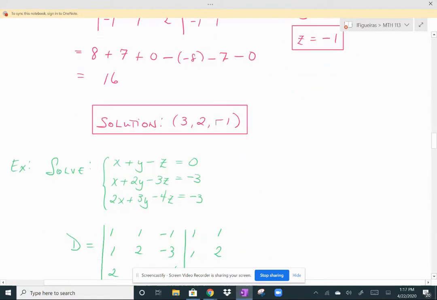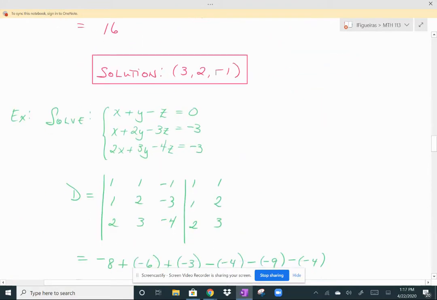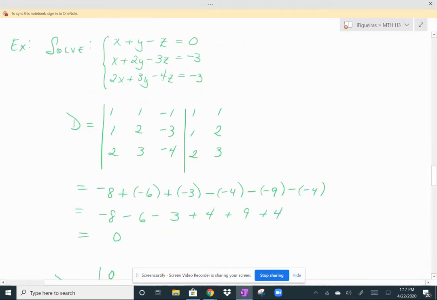Okay, so here we have another one. We want to solve this system of equations. So the 3 equations are here at the top. And again, we're going to first find our denominator so that we can use Cramer's rule. And so the denominator will be used to find x, y, and z.